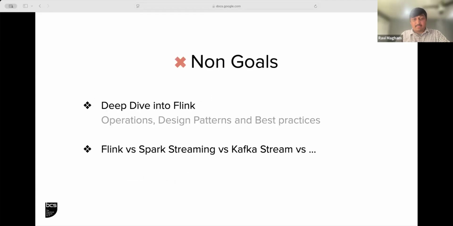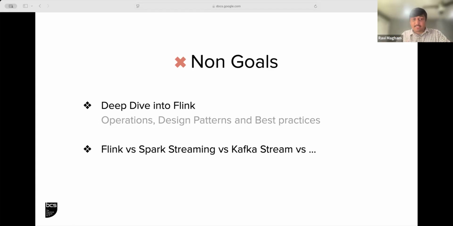I won't be diving deep into Flink, meaning the operations, the design patterns, and the best practices. That we could have as a different webinar. For now, we'll just keep it to the fundamentals. Also, I'm not going to discuss all the stream processing frameworks and give a comparative study, because I haven't really worked on a lot of them. There are close to 10 stream processing frameworks right now. But I'll just give a brief around Flink and the stream ecosystem, and how they contrast with each other. I hope everybody's okay with all of this. I've just shared the goals and the non-goals.